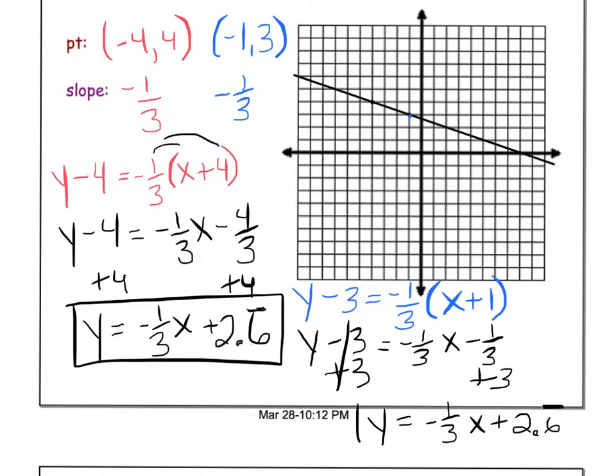So look, they truly are the same equation. They just don't look that way in point-slope form. But they have to be. It's logical because both those points came from the same line.